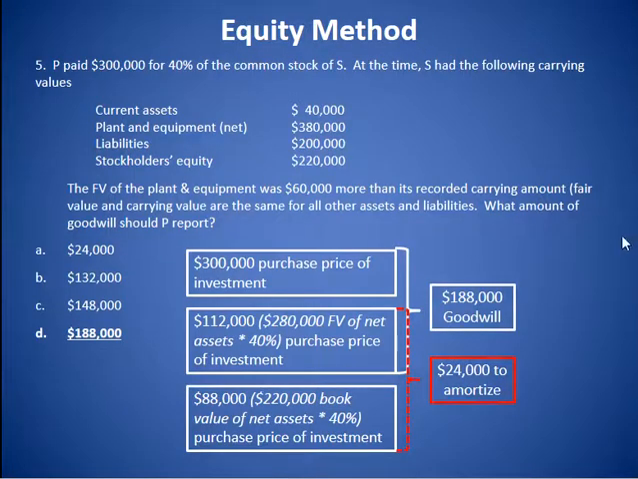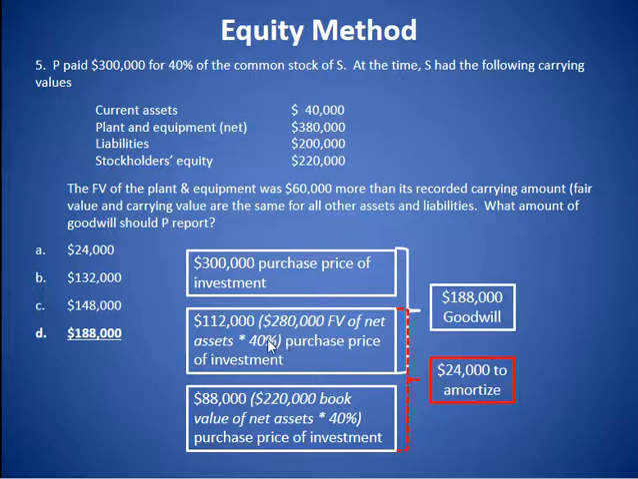Okay, in this case, the question for number 5 is, what amount of goodwill should P report? And the answer would be D, $188,000. So let's take a look at how we came up with that number. The first thing we have to realize is we paid $300,000 for the 40% of the common stock of S. So we know that's our purchase price. Also, now we need to measure the fair value of our net identifiable assets, that portion that we purchased.